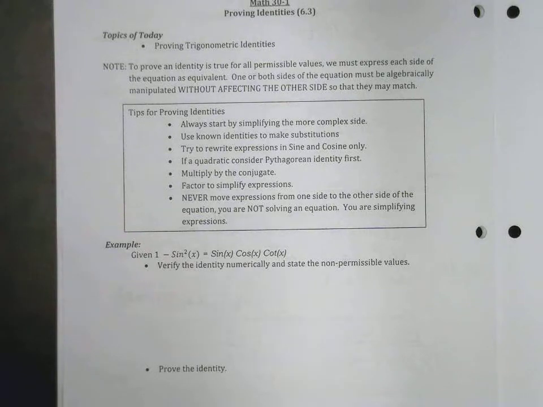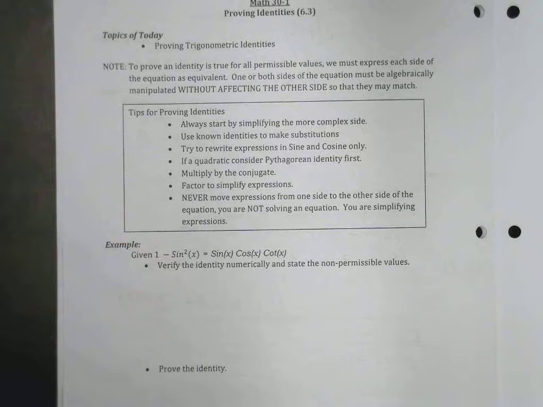So a few tips for proving identities. I always start by simplifying the more complex side. So if you look from left side to right, pick the more complex one. If they're about the same, then it doesn't matter where you start. Use known identities to make substitutions. So we have our sum and difference identities, quotient identities, Pythagorean identities, and reciprocal identities. We're going to use those for substitutions.